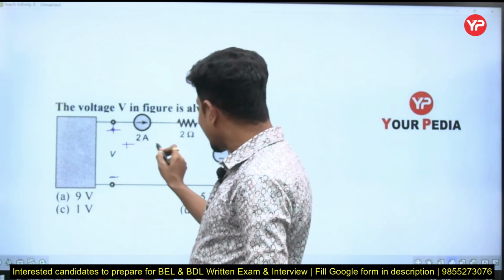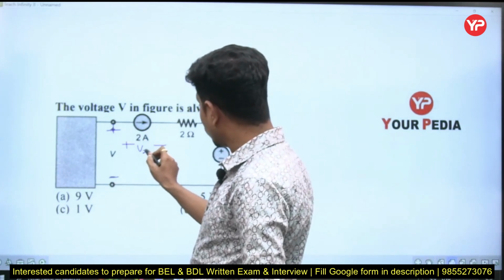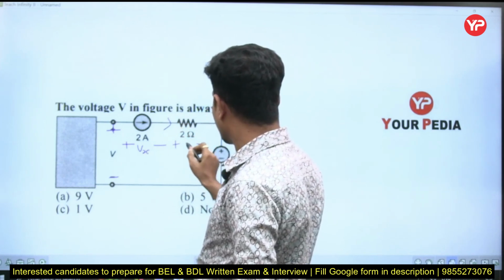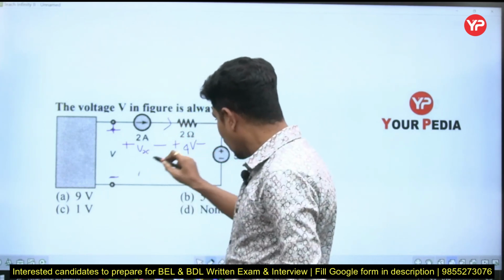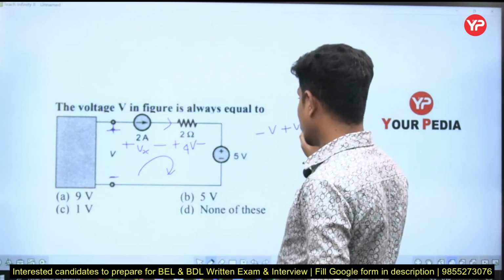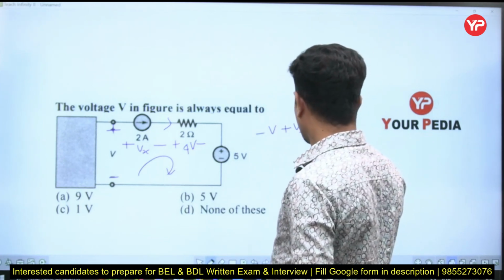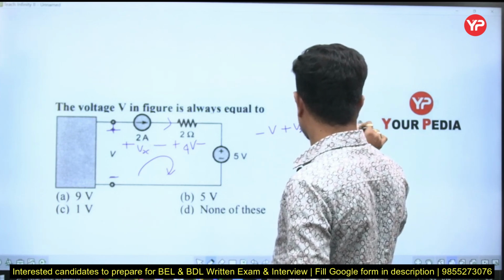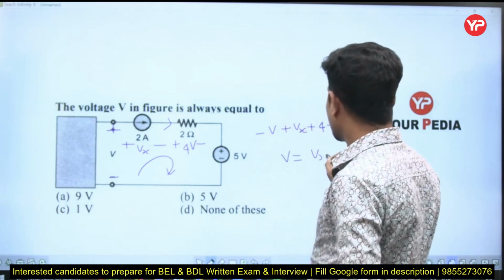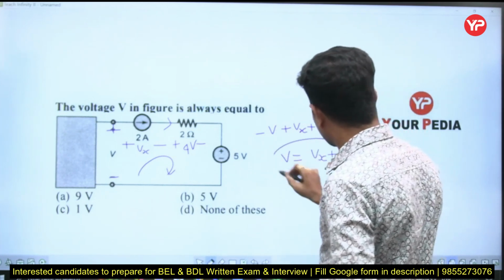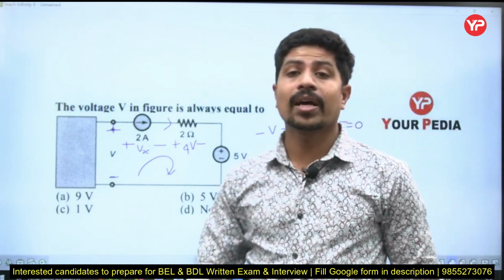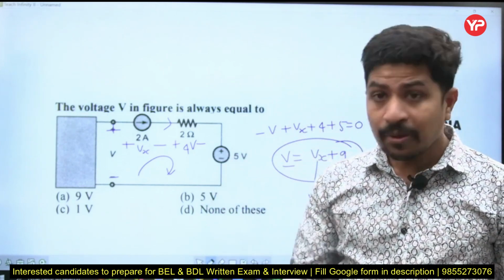Voltage across any current source is unknown; we have to find it. Now the current here is 2 amperes, therefore this will be 4 volts. This is 5. If I write the KVL: minus V plus Vx plus 4 plus 5 is equal to 0. So he's asking about V. V is equal to Vx plus 9. If I know this Vx, I can get this V, but the voltage across the current source is unknown. We need to find it.